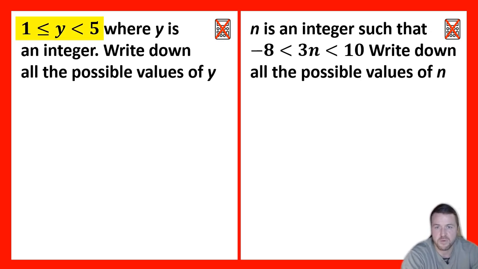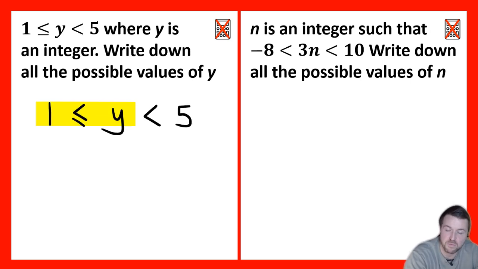For example, with this first question, reading from left to right, 1 is less than or equal to y, which is less than 5. This means that y is greater than or equal to 1, and at the same time y is less than 5. Where y is an integer, we need to write down all of the possible values of y.